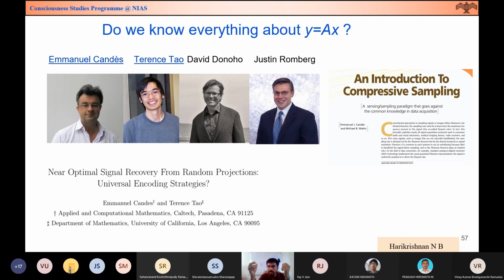Nobody questioned it. And in 2004, Terence Tao, Emmanuel Candes, David Donoho and Justin Romberg, their work on compressed sensing opened a new field that revolutionized the entire signal processing society. Now they say that you don't actually need to follow the Shannon-Nyquist sampling theorem. With limited samples, you can actually reconstruct the signal, provided there are some assumptions about sparsity. But the entire thing boils down to y equal to x.